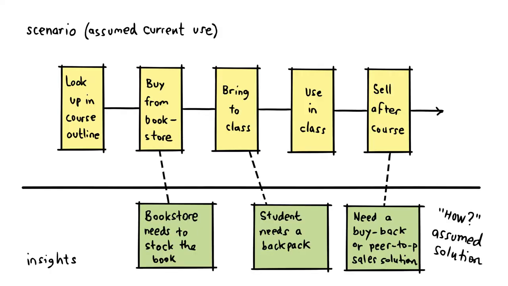So let's go deeper. And I want to push you to go deeper in a couple of ways here, and one of them is this. In the bottom right-hand green box there, I've written the bookstore offering a buyback or peer-to-peer solution, which is talking about solutions. And that's not what we should be doing in this scenario. And I've done this on purpose because it's so tempting, and we want to do this.